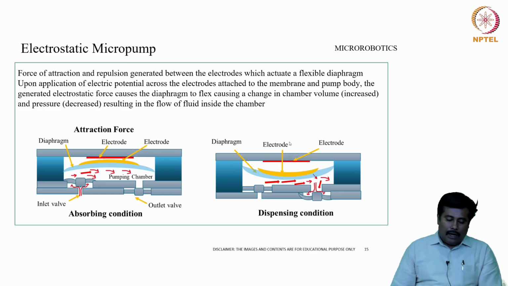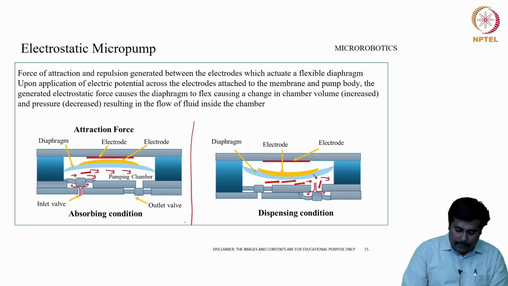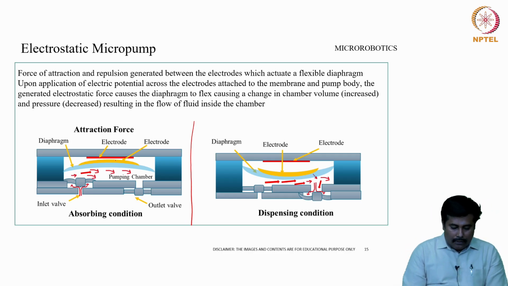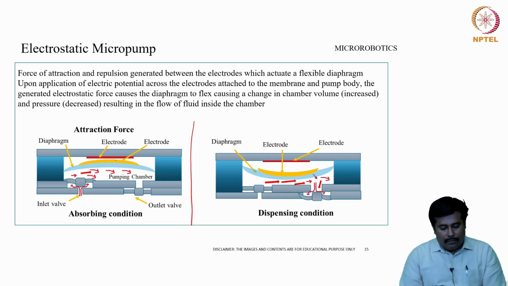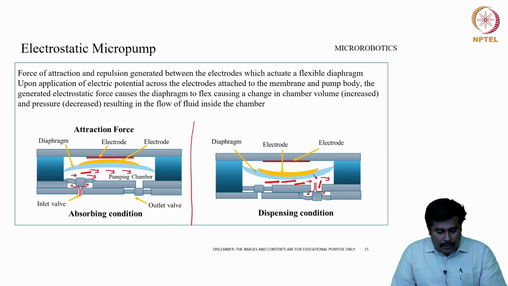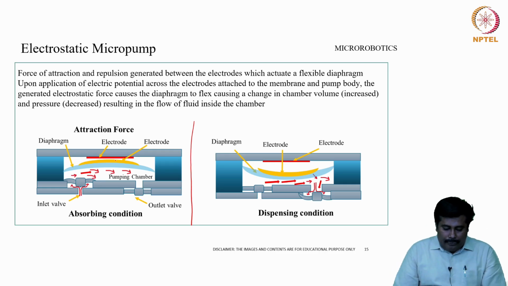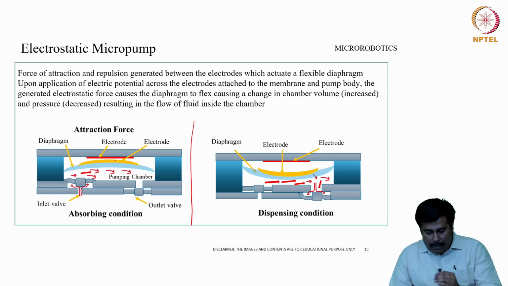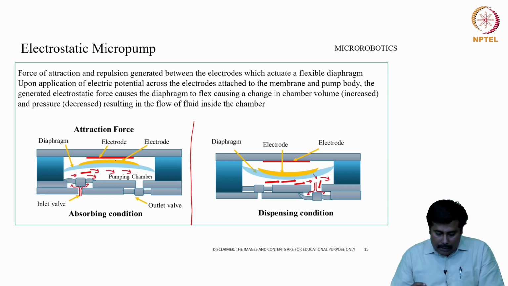If we closely observe the overall attracting force and repelling condition, there is a diaphragm in place, then there is an electrode in place. So, we have an inlet valve and an outlet valve. Through the inlet valve we look into the pumping behavior, and the electrode is going to get actuated and the diaphragm is going to get actuated as well. In this process, we have a diaphragm and an electrode deployed.